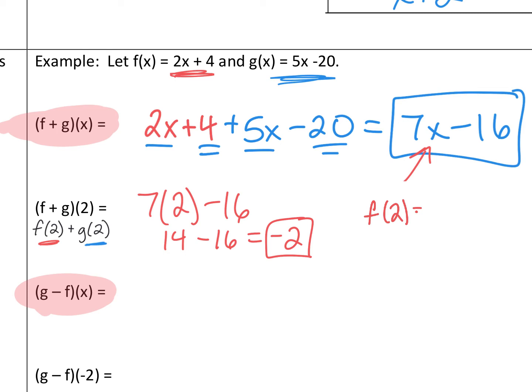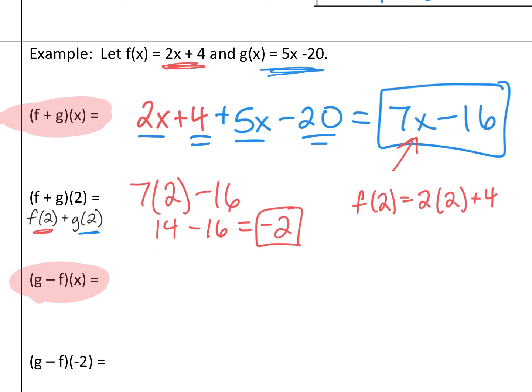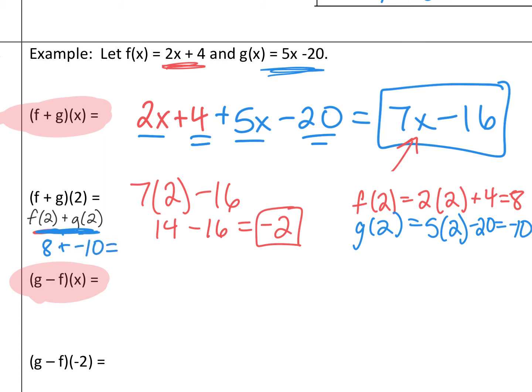So if I plug 2 in to f, it's 2 times 2 plus 4, which is 8. If I plug 2 in for g, it's 5 times 2 minus 20. 5 times 2 is 10, minus 20 is negative 10, and then I just add those two things together. So 8 plus negative 10 is negative 2. Is that the same thing as what I just got? Yeah. I'm sure it is.